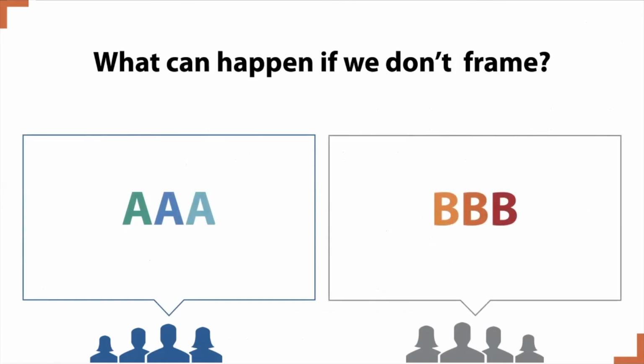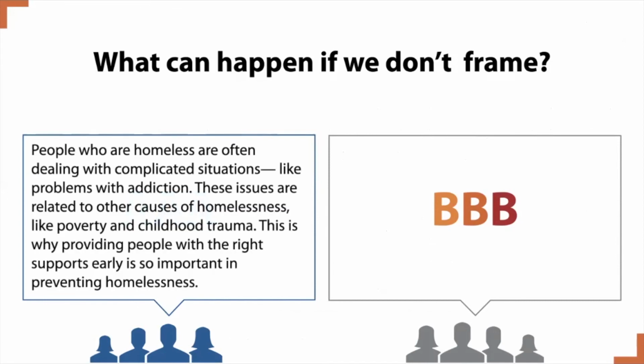On screen is a typical example of a sector communication. People who are homeless are often dealing with complicated situations like problems with addiction. These issues are related to other causes of homelessness, like poverty and childhood trauma. This is why providing people with the right supports early is so important in preventing homelessness. And when we took this message out in the UK and asked people to respond, here is what we heard.